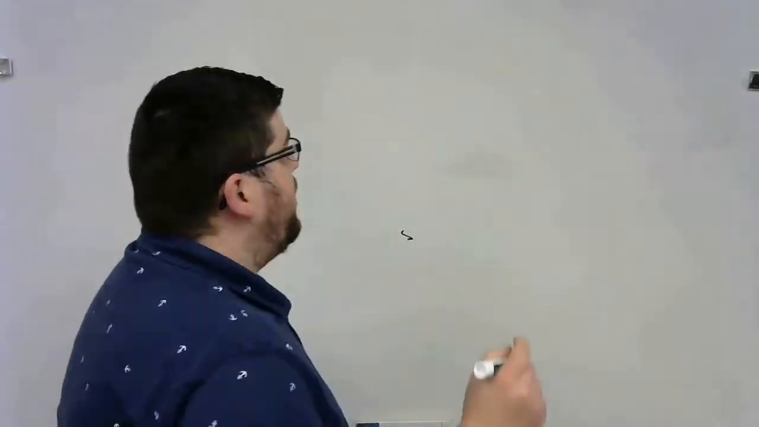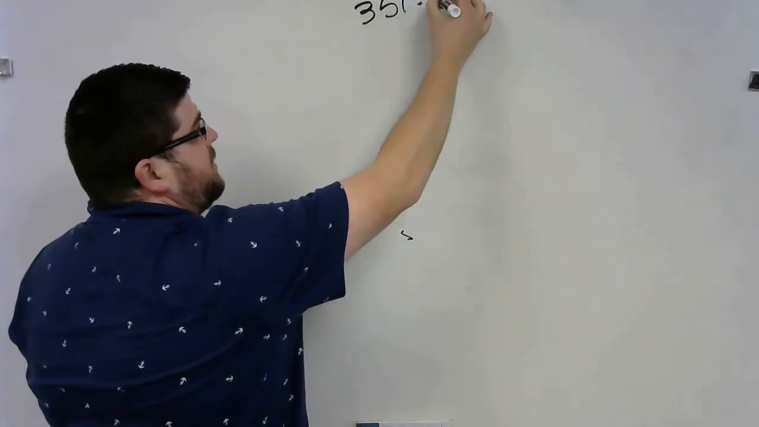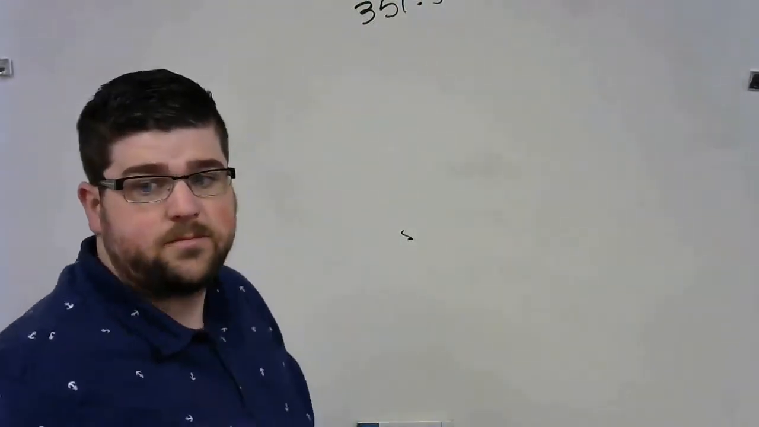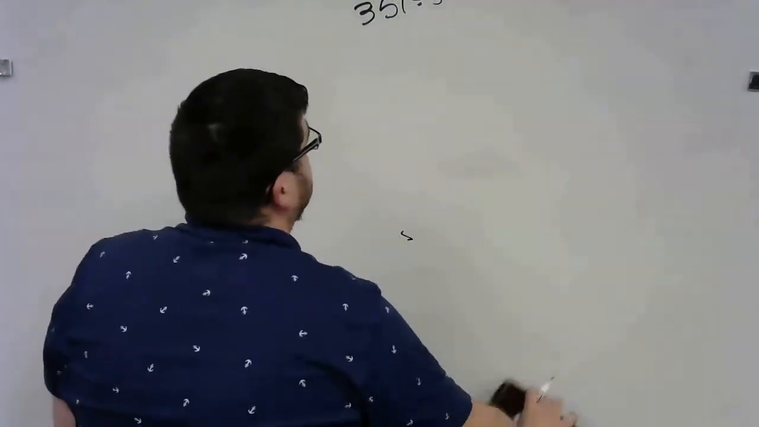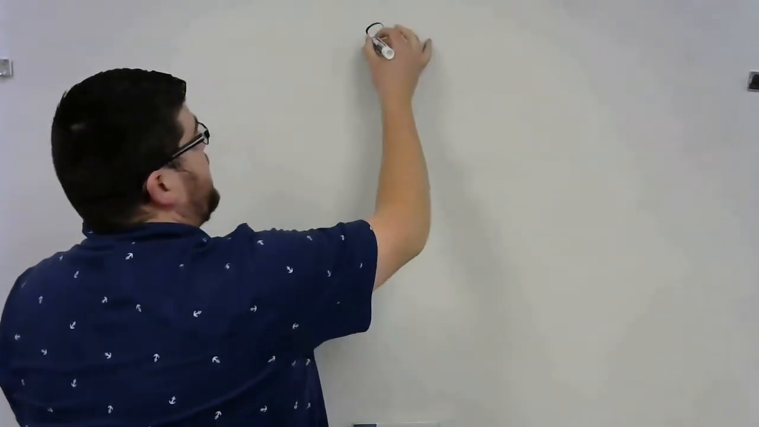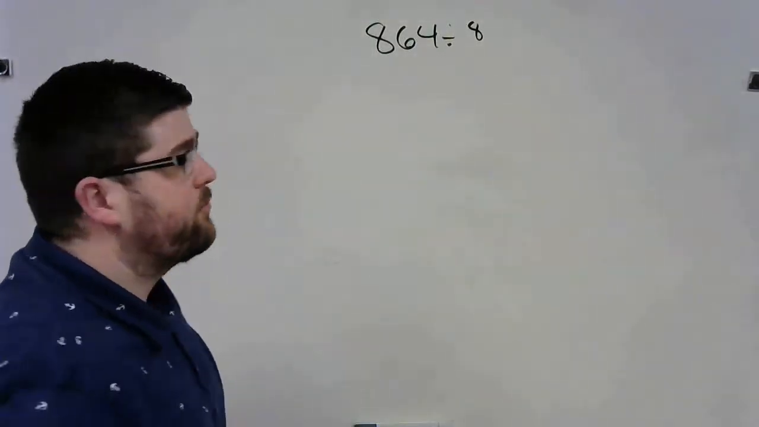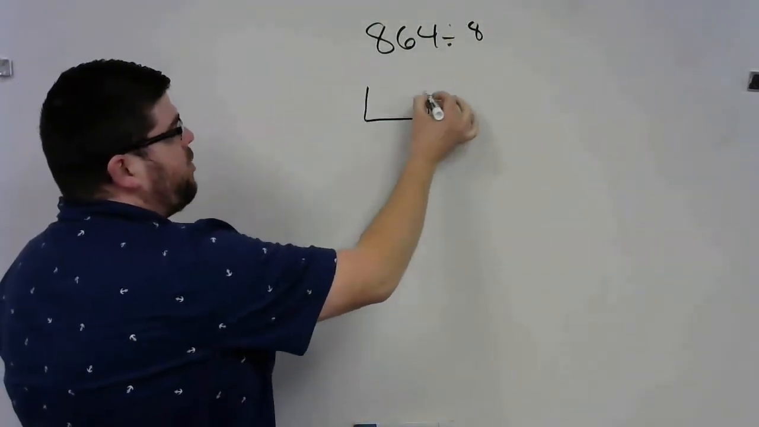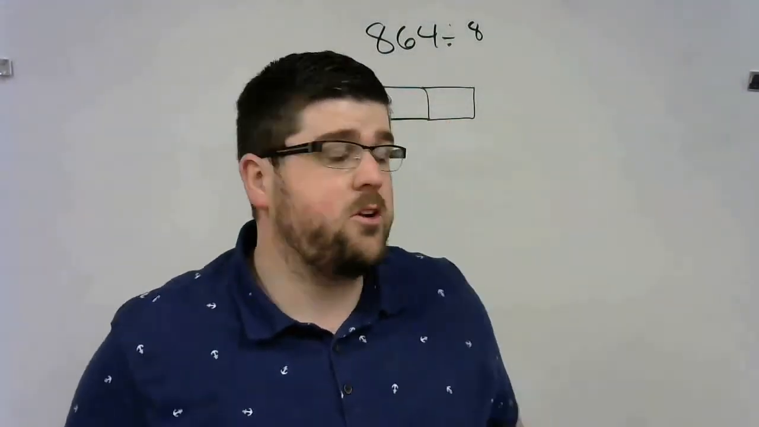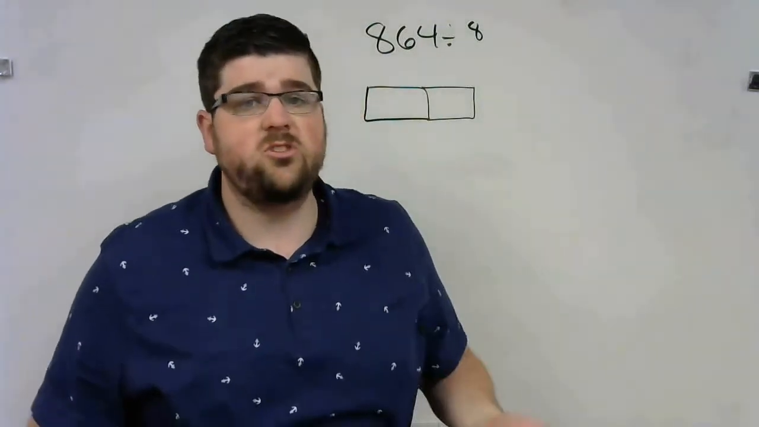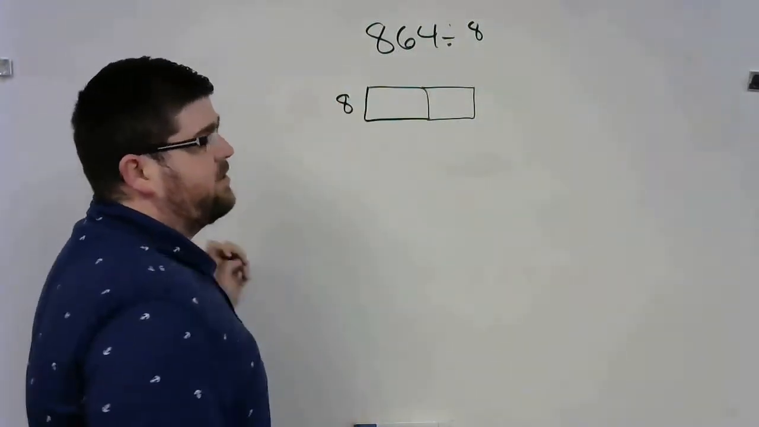All right, so let's start off with an easy one. Actually, let's save 351 divided by 3 for next. Let's do 864 divided by 8. I'm always going to start by drawing two boxes. But when you're dealing with hundreds, sometimes you have to add on a third box, which is just fine. I'm just going to start with two boxes though. So I'm going to put my 8 out here to the side.